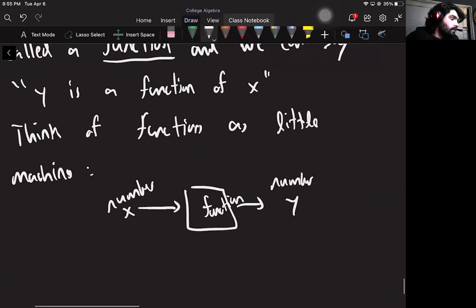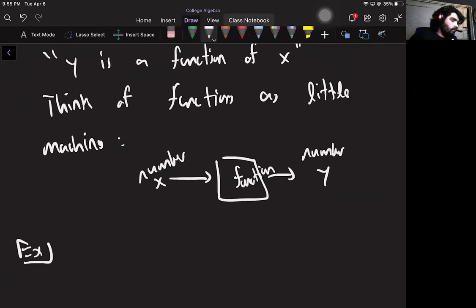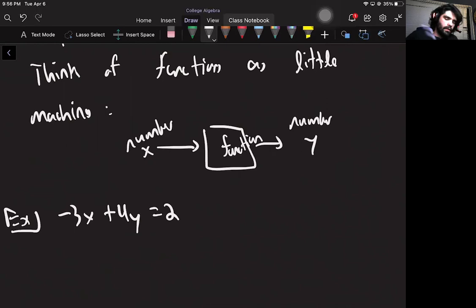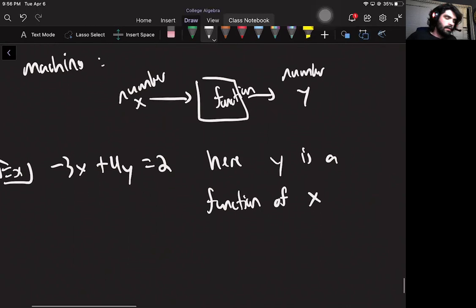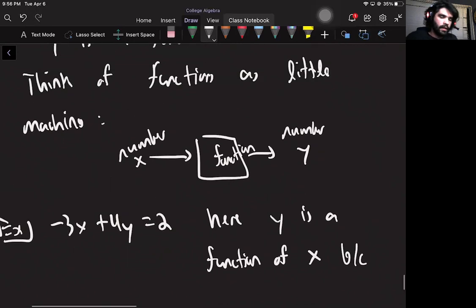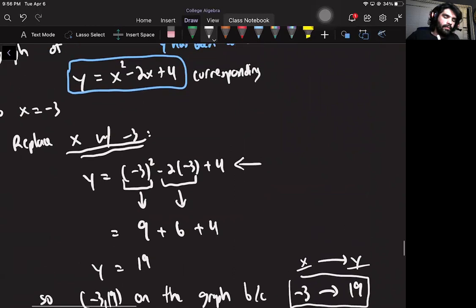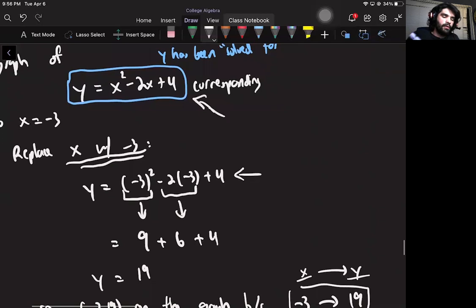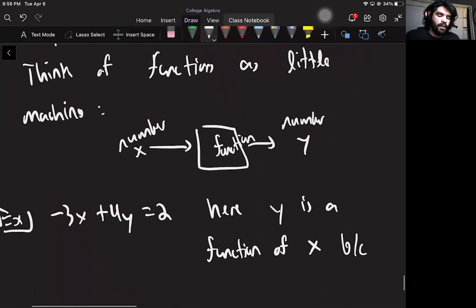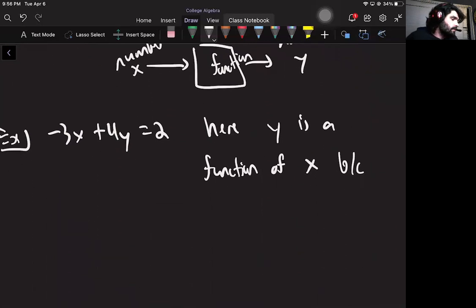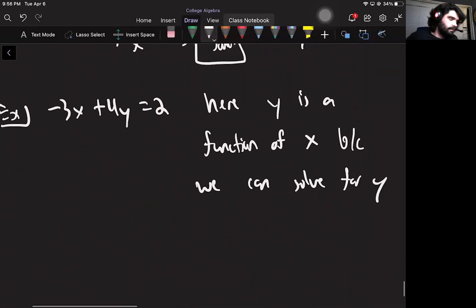Okay, so for example, negative 3x plus 4y equals 2 is another. So here, y is a function of x because, so it doesn't look like this one did, where all the other stuff was on one side. And you might think that that was the giveaway that this is a function and not just any old equation. But what we can do is we could rewrite this other one in that same way. So it's a function because you can solve for y in a nice way.